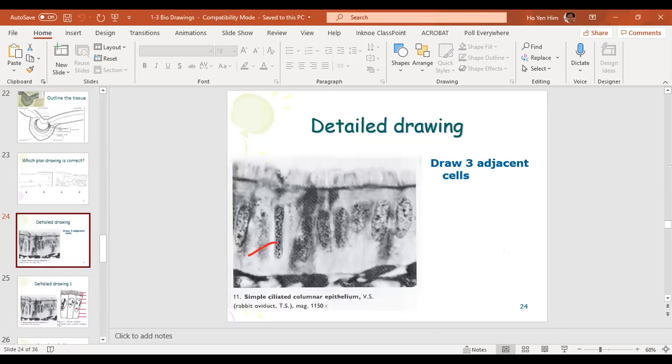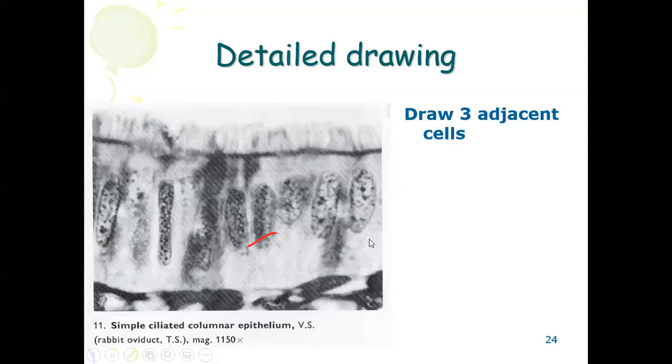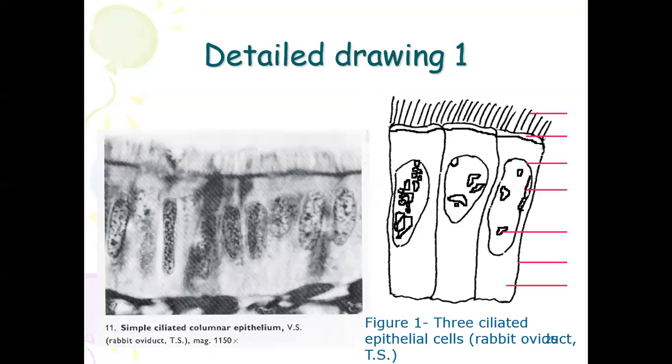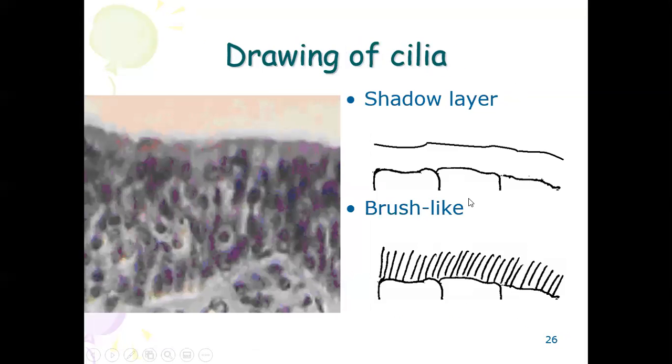Okay, here, there you go. So again, the example which I've shown you just now, the question asks a student to draw 3 adjacent cells. Adjacent means adjoining, means they're side by side joining each other. So choose the best 3 cells and then you draw them. Okay, so this is the best 3 cells you choose and you draw them.